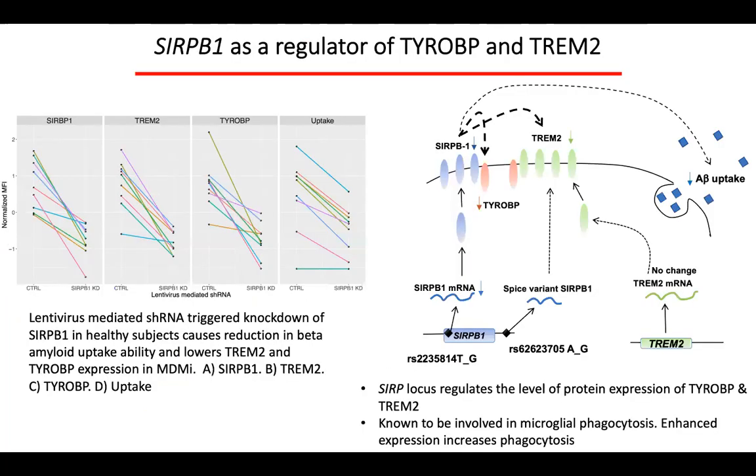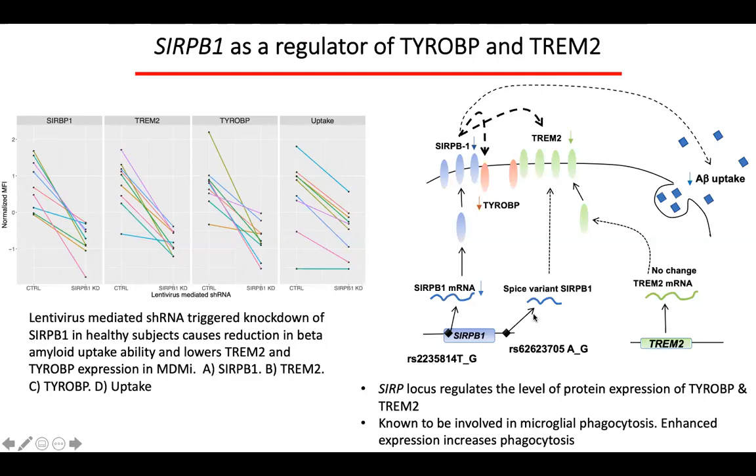Given our short amount of time, I'm going to skip ahead and just show that when we perturbed the level of expression of SERPB1 to try to validate the genetic association that we had found, we also reduced level expression of TREM2 and TYROBP. We also affect the level of uptake in the myeloid cell.